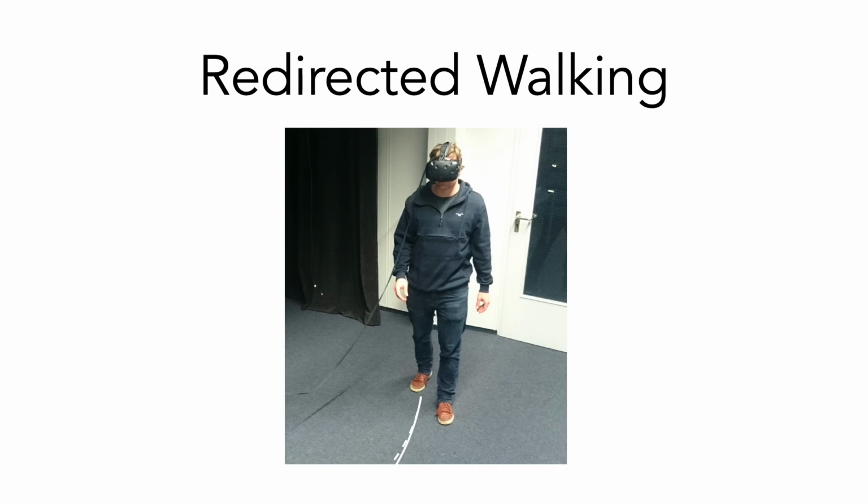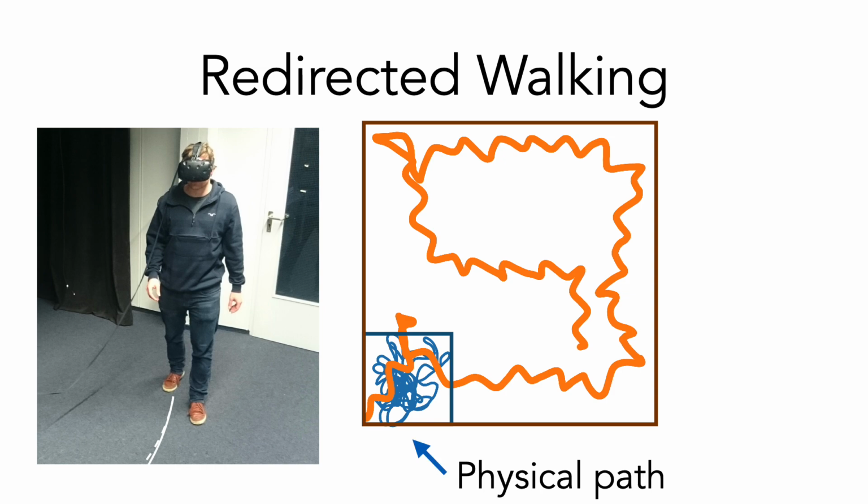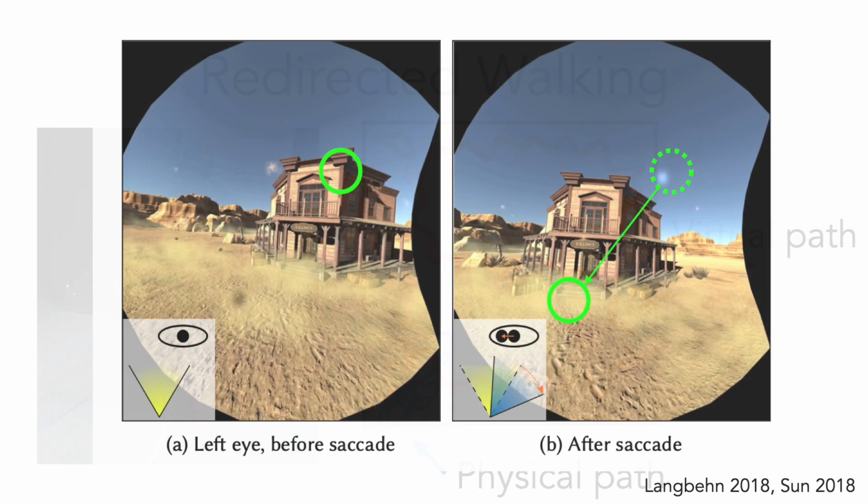Redirected walking is a technique in virtual reality. It solves a problem where you want to have someone walking around in a physical path in a very small room, but the goal is you want to have a virtual environment which is much larger than the room that they're actually in. And so you want to subtly adjust the world as they're walking around so it feels like they're walking in a large space, but they're actually walking in a small space. And some of the techniques for doing this work as follows.